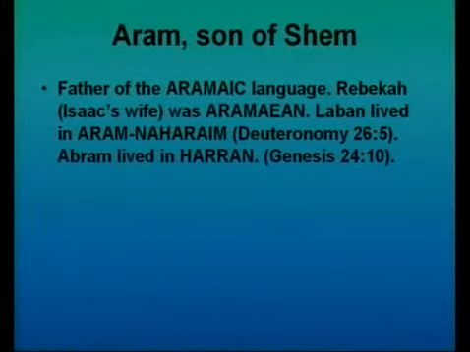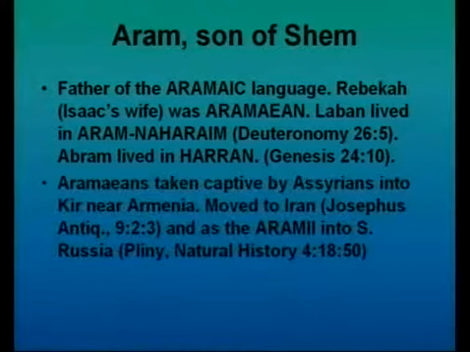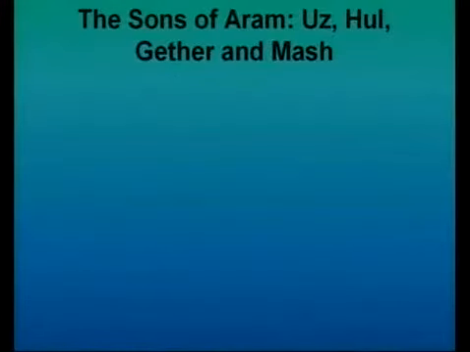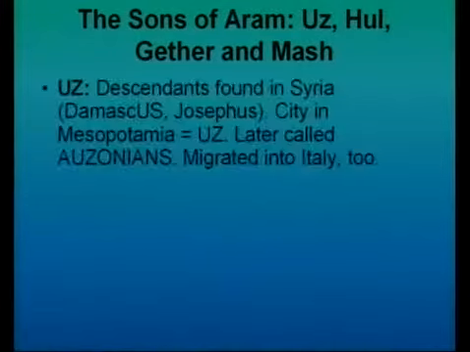Aram, son of Shem, father of the Aramaic language, of course, which we still know. Rebecca, the wife of Isaac, was Aramaean, and her family came from that culture. The Aramaeans themselves were taken captive by the Assyrians into Kir near Armenia. They moved to Iran, as Josephus tells us, and they were known as the Arami when they moved into South Russia, as Pliny mentions. There were sons of Aram: Uz, great name, Hul, Gether, and Mash.